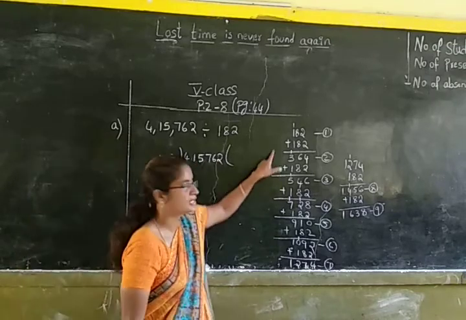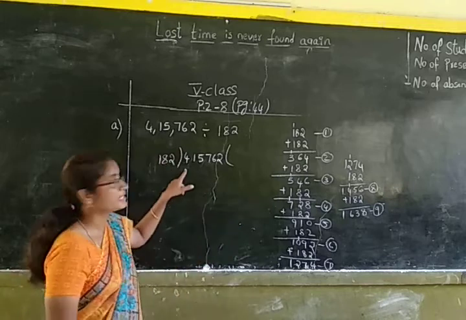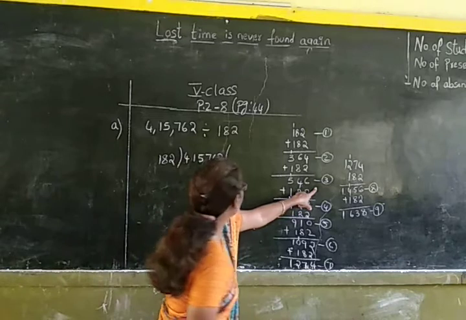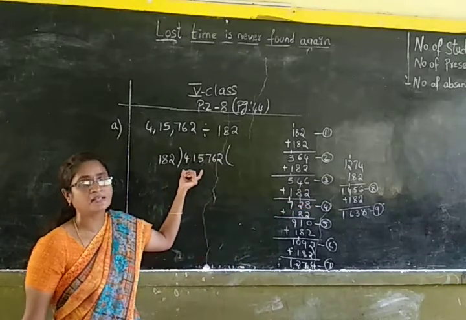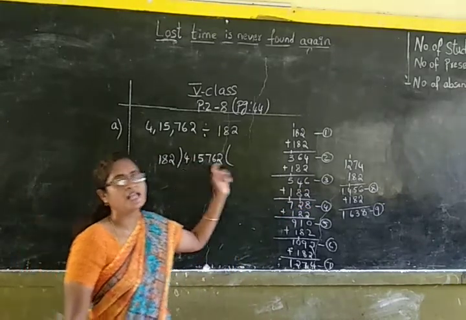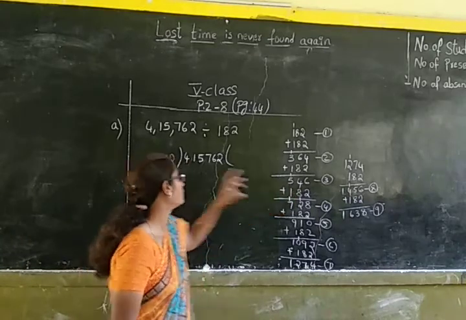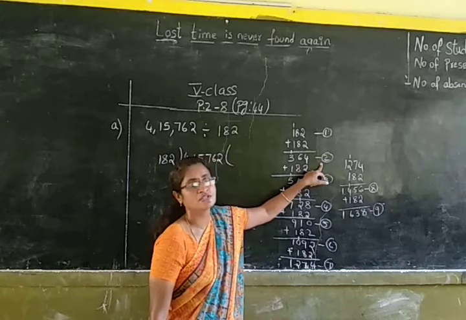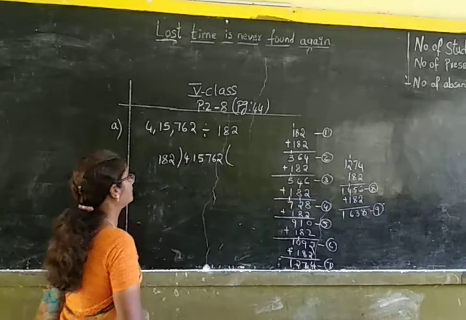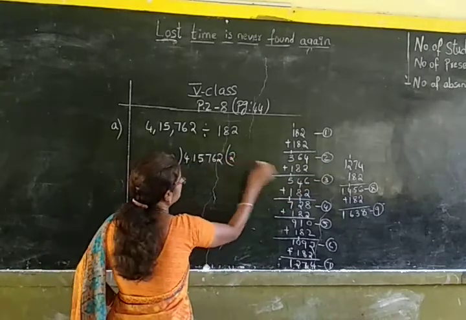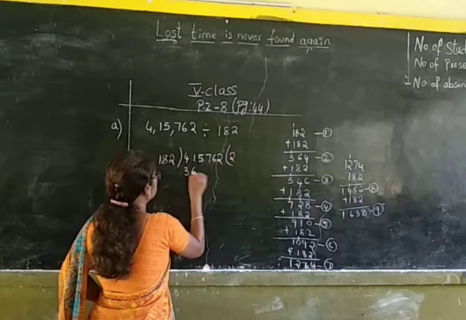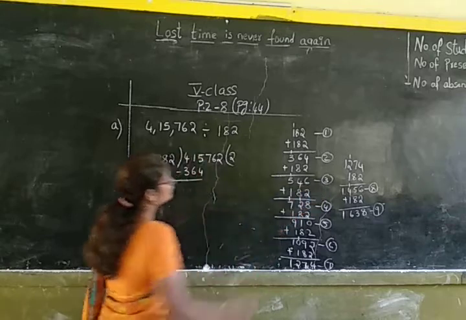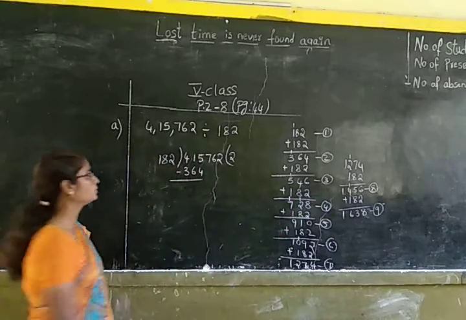So I have to select a number from which I can subtract. If I take 546, it will be bigger than 415 and I can't subtract 546 from 415. So I have to take 364, which is 2 times, because if I take 3 times, it will be bigger. So I am taking 2 times.